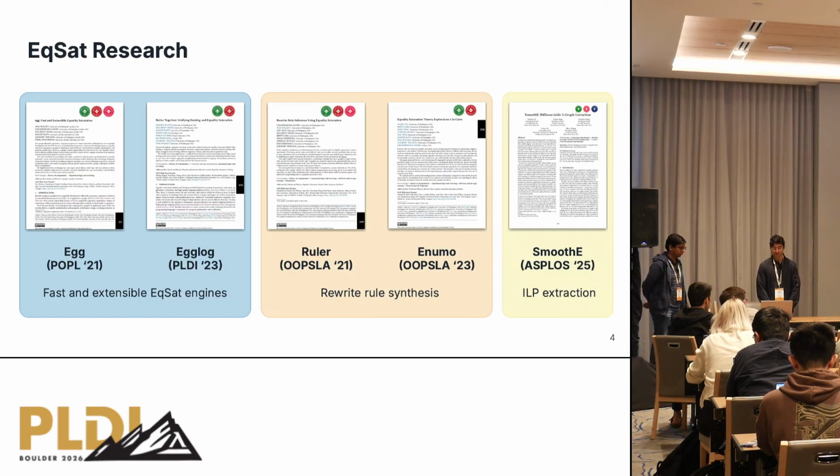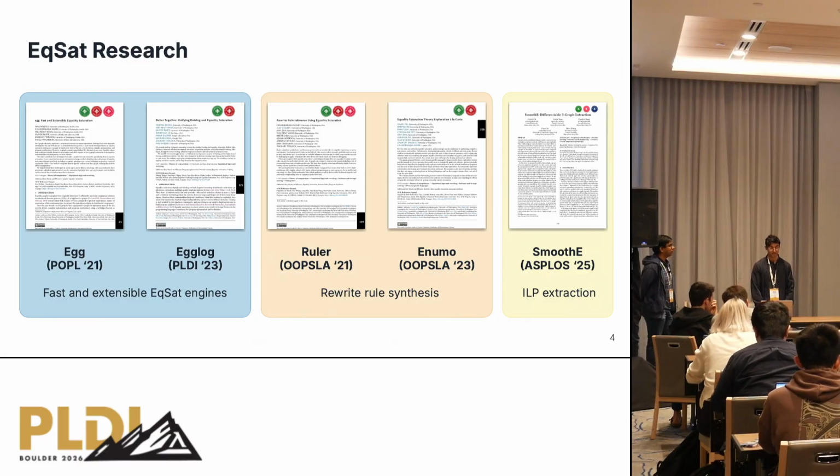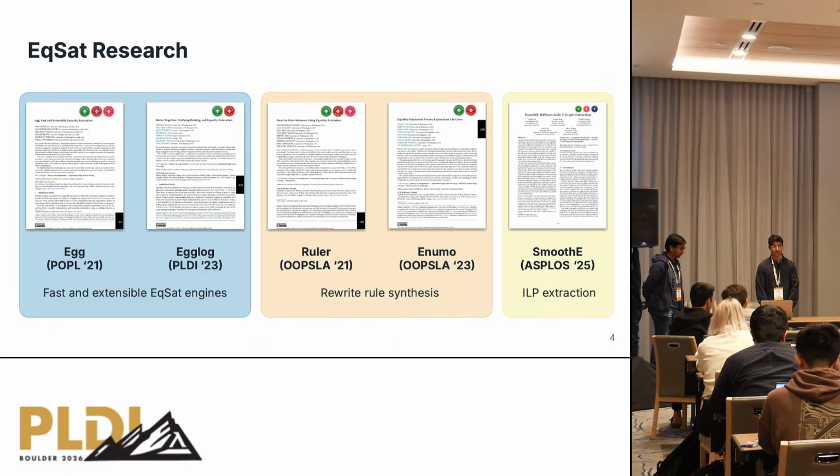Recent research on equality saturation has greatly improved many aspects. For example, there is egg and egglog, which have made equality saturation fast and extensible. There is ruler and enumo, which can synthesize rewrite rules so that domain experts don't have to manually develop them. And there is smoothie, which makes ILP-based extraction much faster and can handle nonlinear cost functions. Despite all these advances, equality saturation still has some limitations, such as its unfavorable memory scalability.